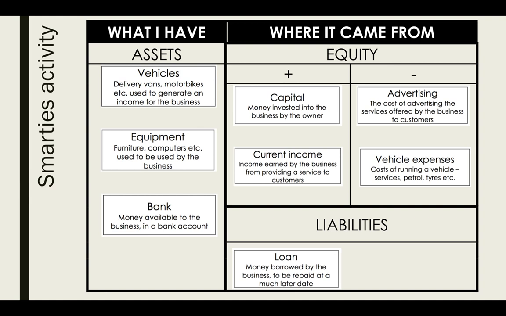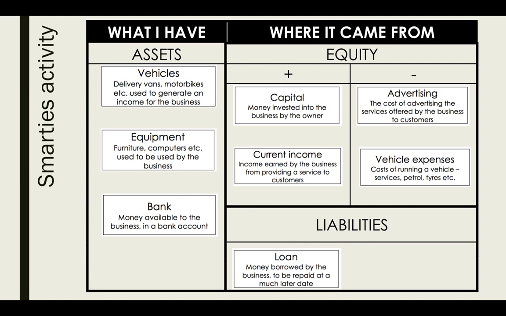We're going to go through the same activity that we did previously. Remember that on the one side of the equation we have our assets, which in our little courier business was our vehicles that we used for delivery, the equipment, and the money in the bank. Our equity was made up of the capital that we had invested initially. Equity also increased with current income that we earned by conducting our delivery services, and equity decreased with the expenses that we incurred, for example, for advertising and our costs of running the vehicle, our diesel that we needed to put into it.